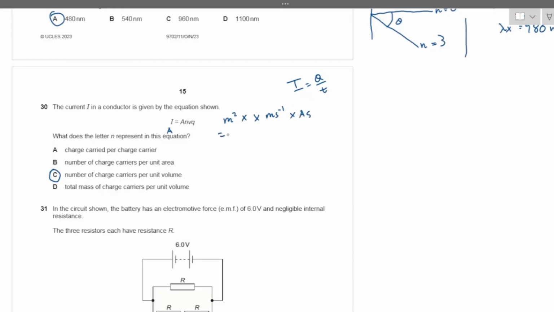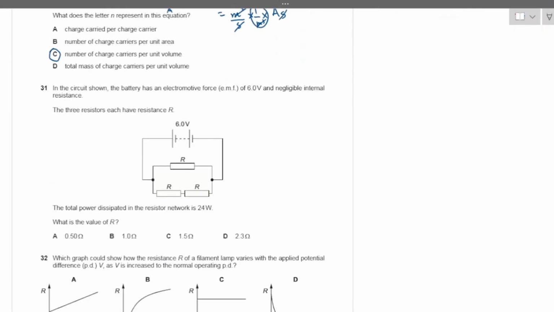If you simplify this, you would have meter cubed over second, into X, into your ampere second. Seconds cancel. You're left with meter per meter cubed, and you're left with your ampere. So what will come in the middle? You definitely need to have the meter cubed in the denominator so that it can cancel out as well. So it is number of charge carriers per unit volume. Option C is the correct answer.